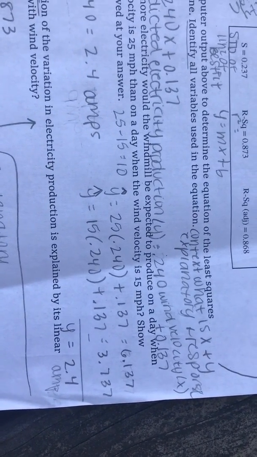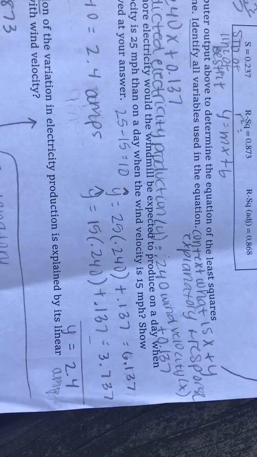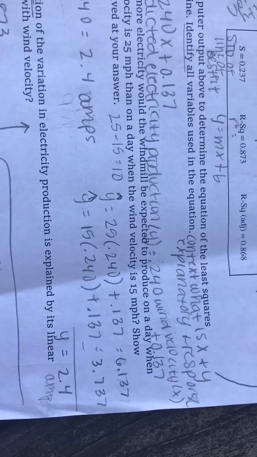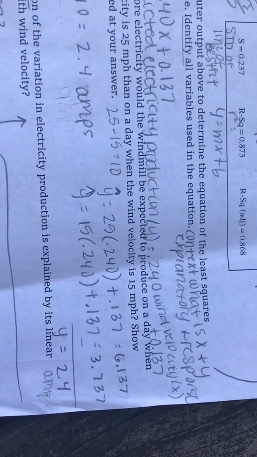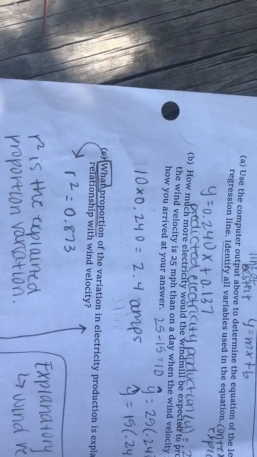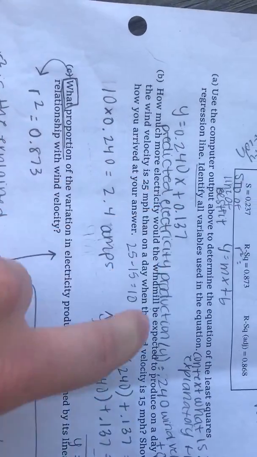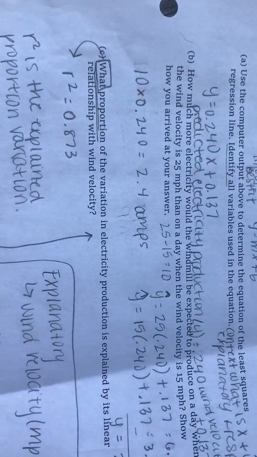To find the difference, we will subtract 3.737 from 6.137 to get y hat equals 2.4 amps more on the 25 mph wind velocity day than on the 15 mph day. I also double checked my work by finding the difference between 25 and 15, which is 10, and just multiplying that by the wind velocity, and I also got 2.4 amps there too.